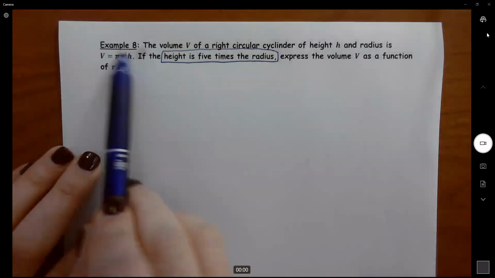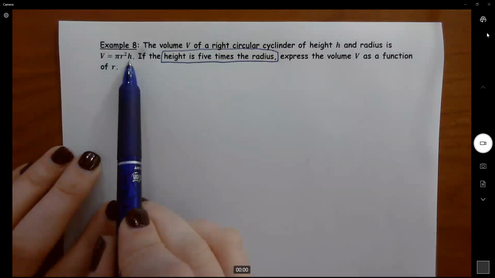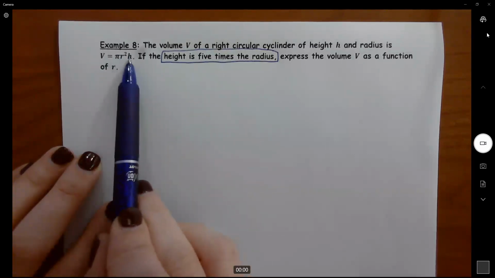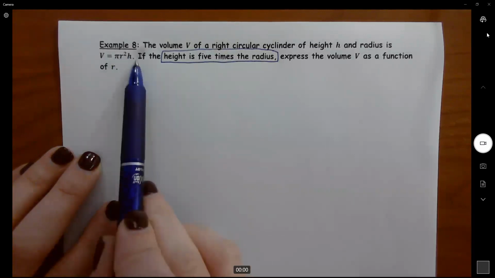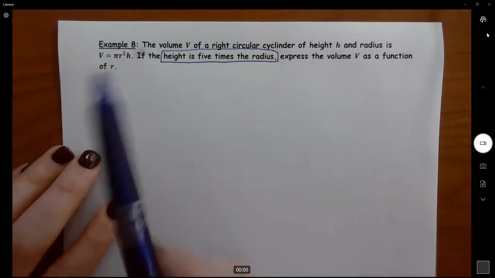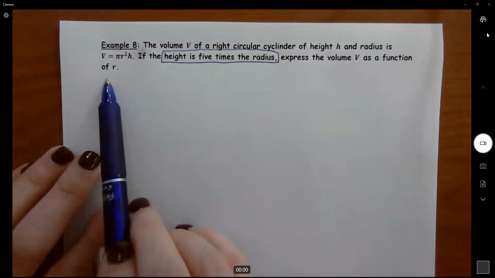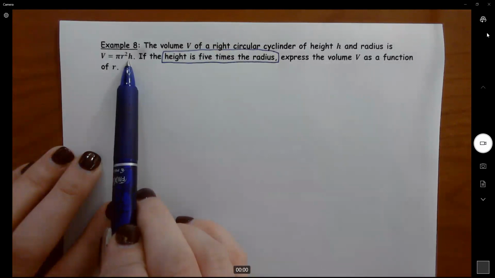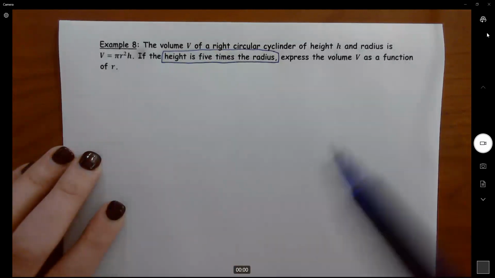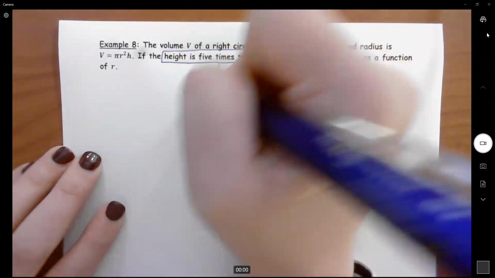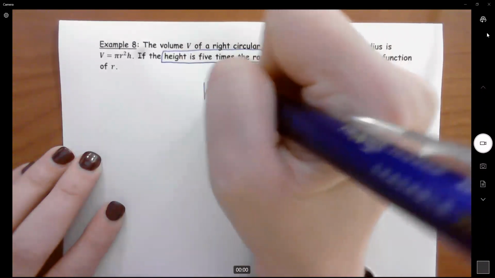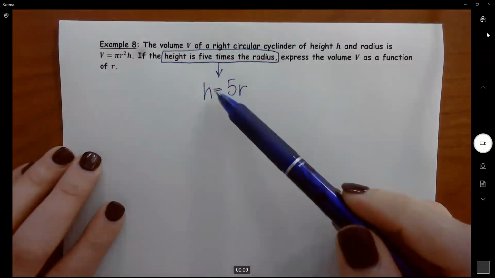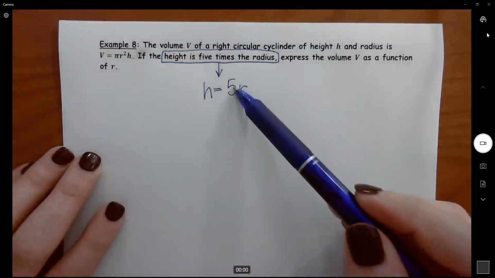So this is not yet a function of r because you have two variables here. You have your radius and your height. You would have to know both radius and height. So to express this as a volume of only r, we need to replace this h with something that r equals. And they're telling us right here that my height equals 5 times my radius. So height is h, is my equal sign, 5 times the radius is your 5r.